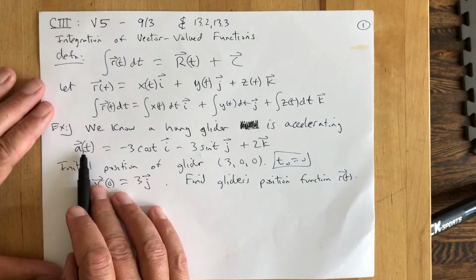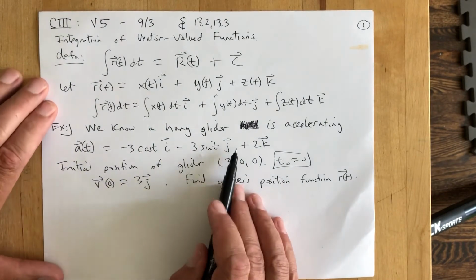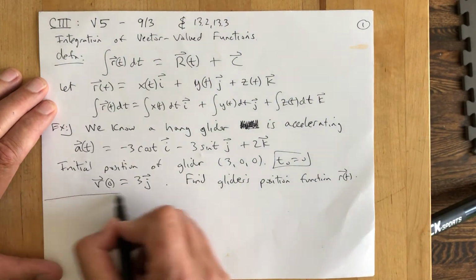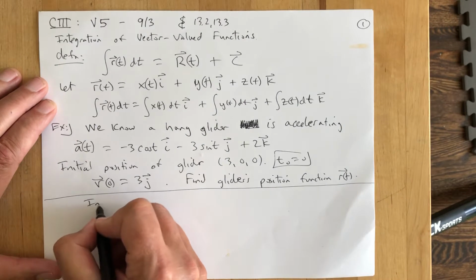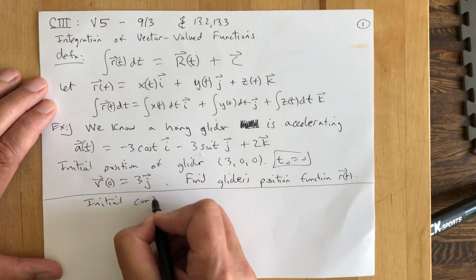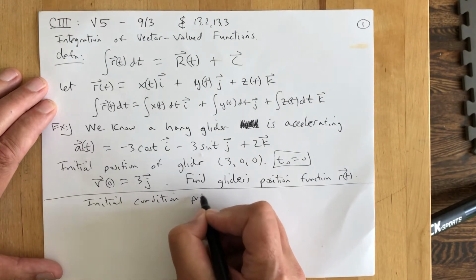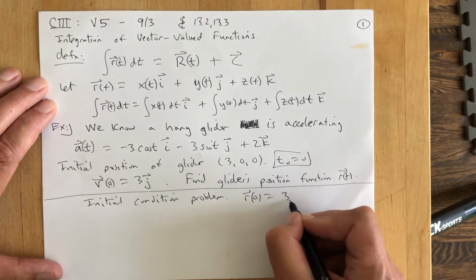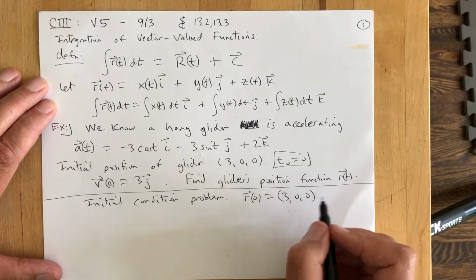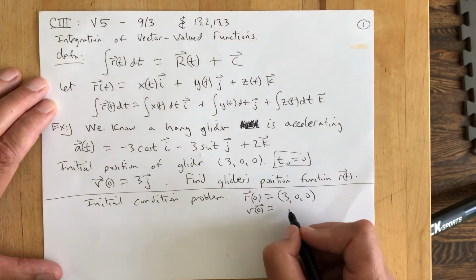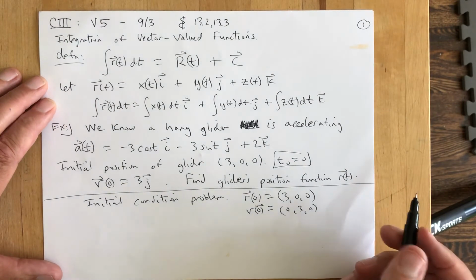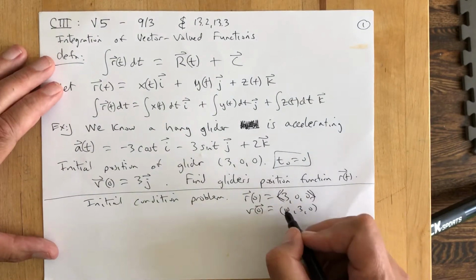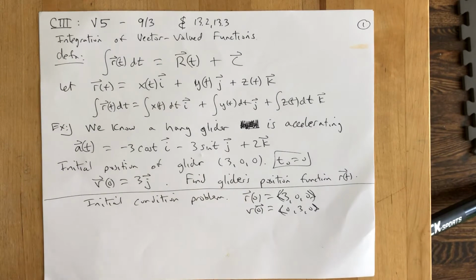What I really want to do here is give you this function, integrate it twice, and figure out with these initial conditions how we're going to find a solution, right? So this is actually an initial condition problem. r of 0 is 3, 0, 0, and v of 0 is 0, 3, 0. And these are actually vectors, so I should have vector notation there.